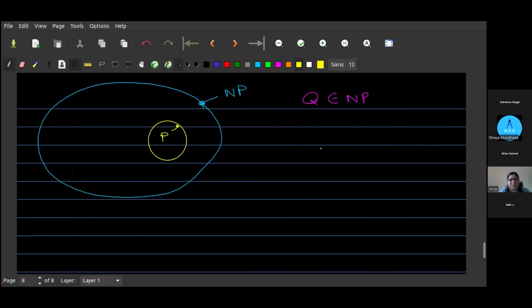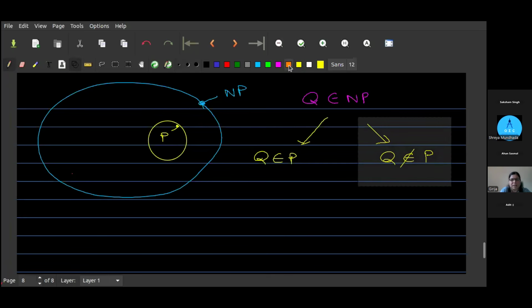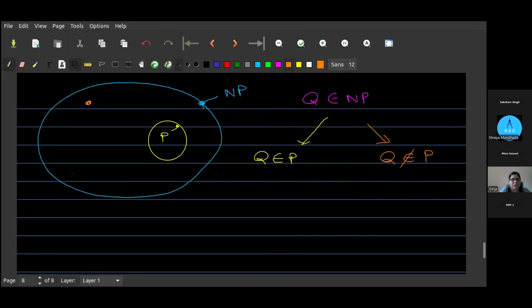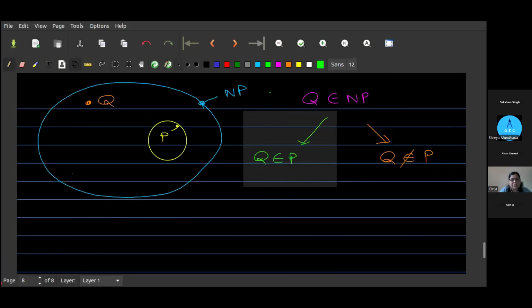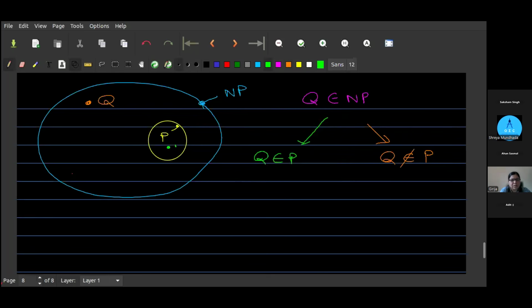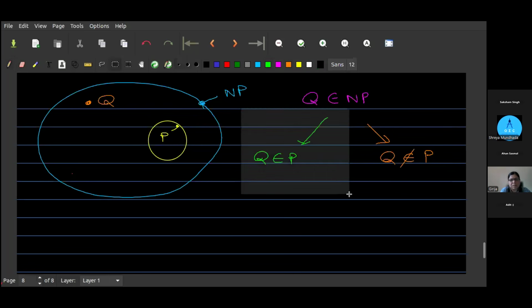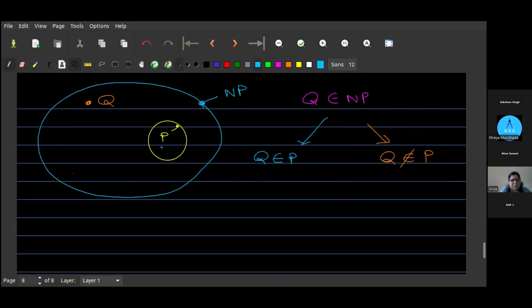So suppose Q is in NP, then what are the two possibilities with respect to P? Q can be in P or Q can be outside P, right? So there are two possibilities. If Q is not in P, I will put Q here. It is in NP but not in P. And in the other case, I will put it in the inner set here. These are the two possible cases given that Q is in NP.